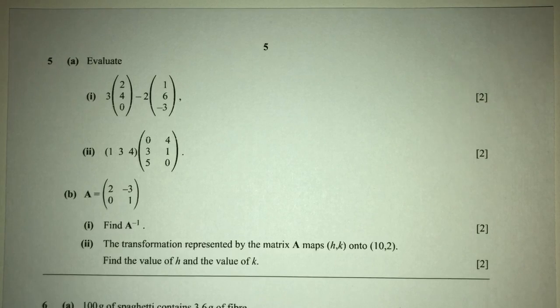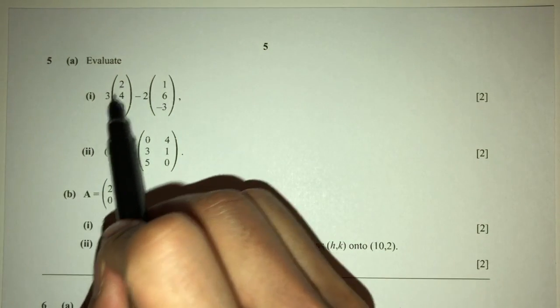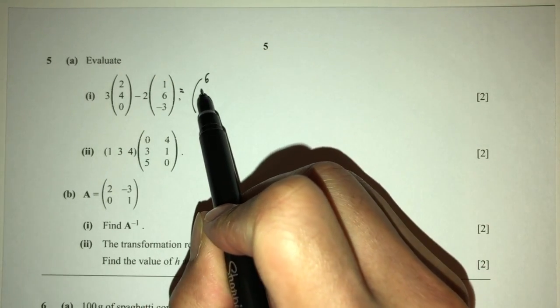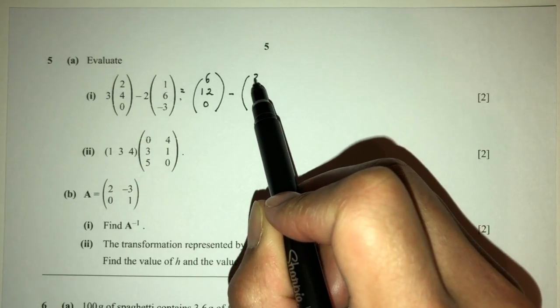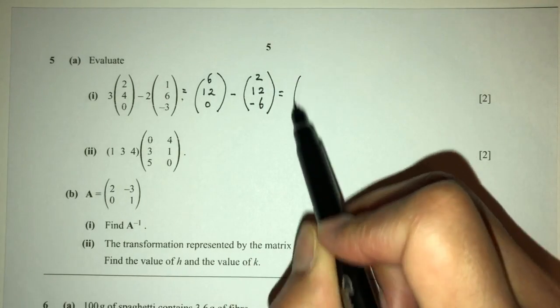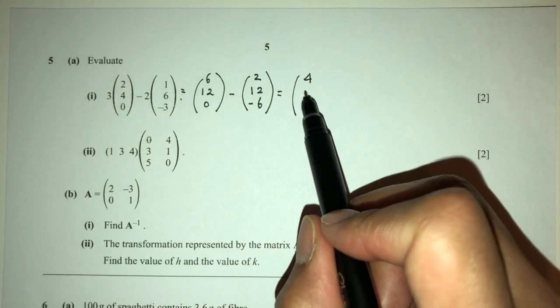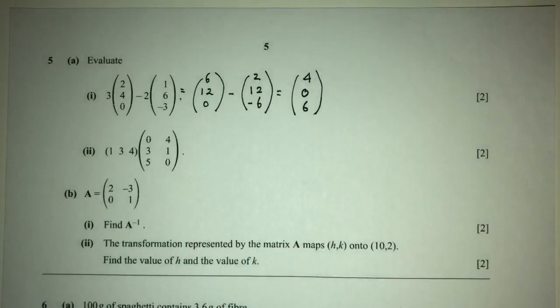Now let's move on to question number 5, part A. Evaluate this matrix subtraction. So let's do this step by step. First thing, we have to multiply by 3 for the values inside. You will have 6, 12, and 0 minus 2, 12, and minus 6. Now let's do 6 minus 2 is 4, 12 minus 12 is 0, and that will be 6. So this one is pretty easy, right?